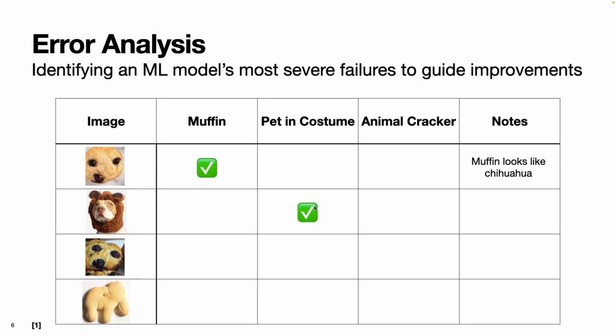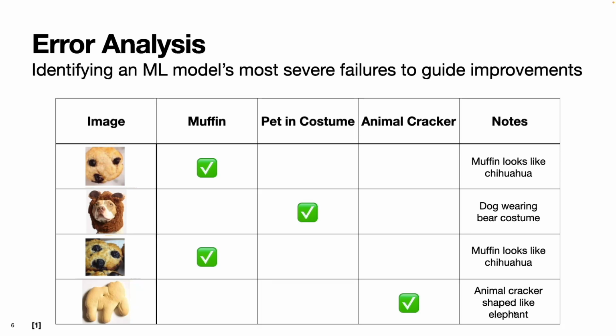This next error we'll label as a pet in a costume. So we'll say dog is wearing a bear costume. So maybe it's actually a dog, but our model thought it was a bear. And then again, we have another muffin that looks like a chihuahua. And then finally, we have an animal cracker. So the cracker shaped like an elephant. Maybe the model thought this was an elephant when it's actually a cracker.